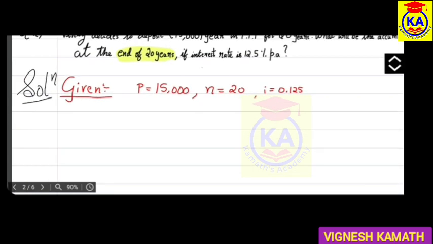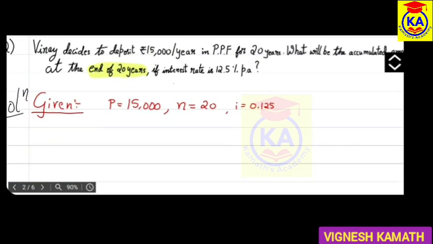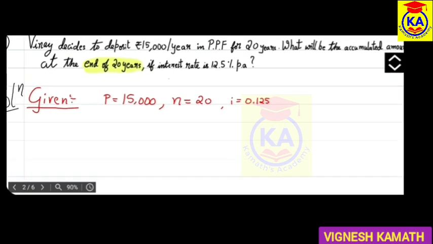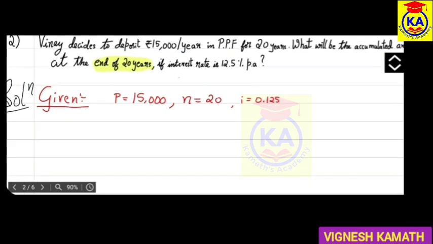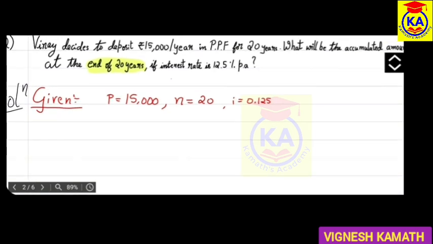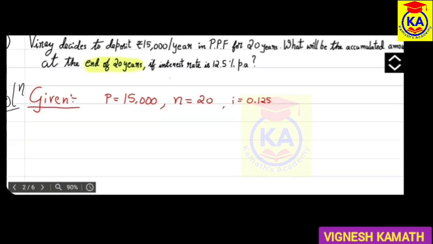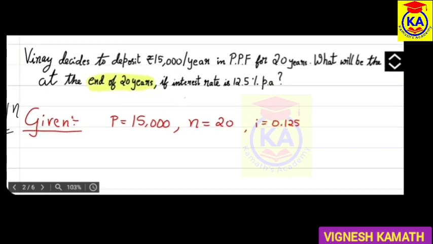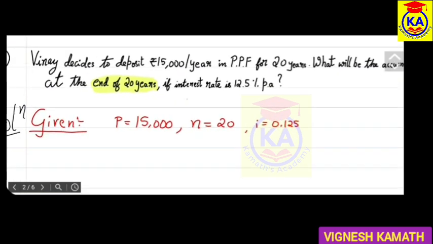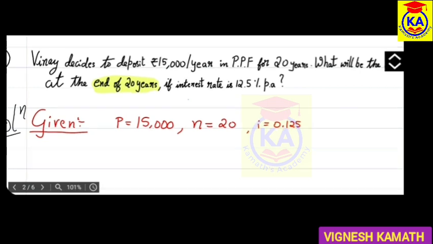That's done. Now which formula do you have to use? For the formula you have to decide whether this question belongs to future value or present value. And the second case is whether this question belongs to regular or due. Even that you have to find. So Vinay deposits 15,000 per year in PPF for 20 years. This is given, right? 15,000 per year for 20 years. This is nothing but annuity.